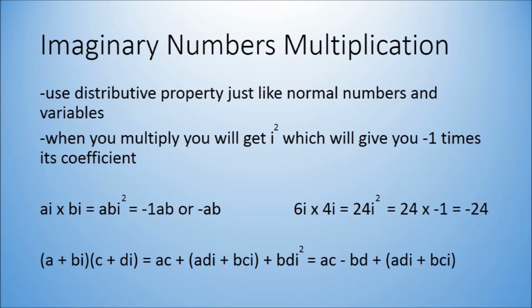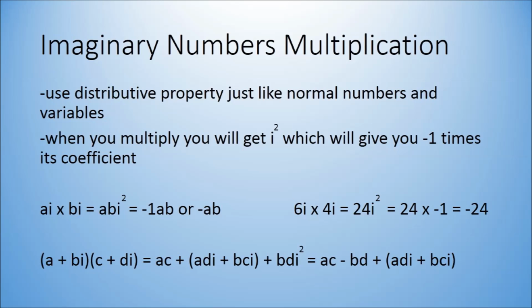Alright, on to imaginary numbers multiplication. For multiplying imaginary numbers, you will typically use the distributive property, just like you would with normal numbers. And when you multiply and get i squared, this basically just changes the sign of the coefficient.